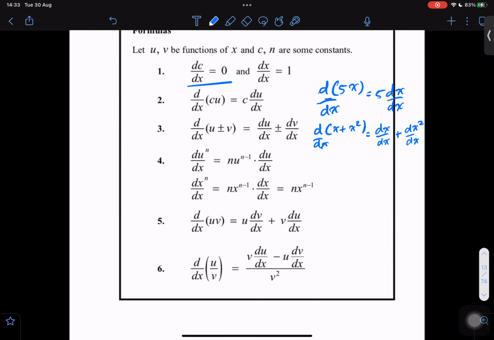And for the fourth one, if we have a power of n, you can take n to the front and the power becomes n minus 1, and then you do the derivative of the function.